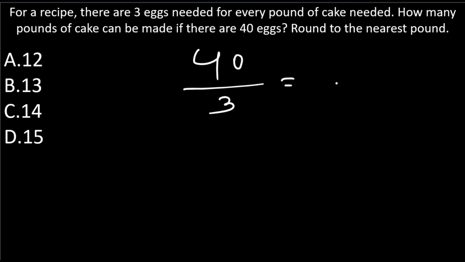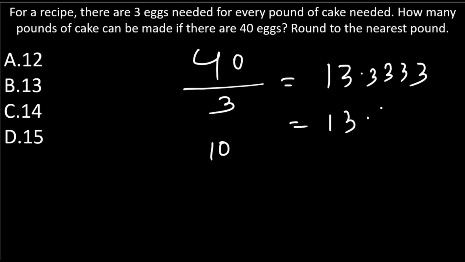Here 40 divided by 3: 3 goes into 4 once, and now it gives me 10. 3 goes into 10 three times, so 13. 13 times 3 equals 39. Now 1 comes and 10. We'll take a point. Here 3 again, so we can write 13 and a third. We will not select the mixed number, so 13 will be the answer.